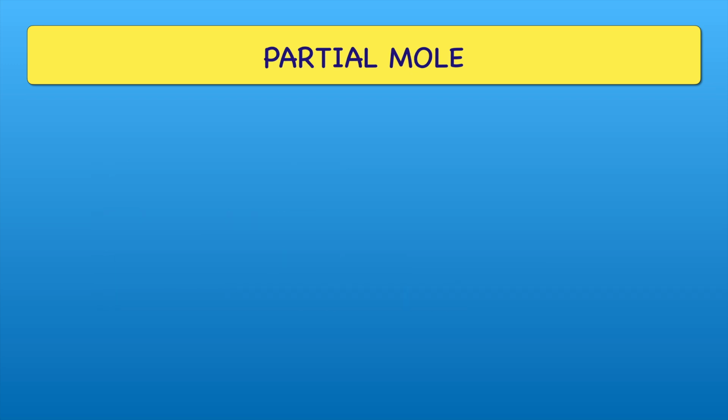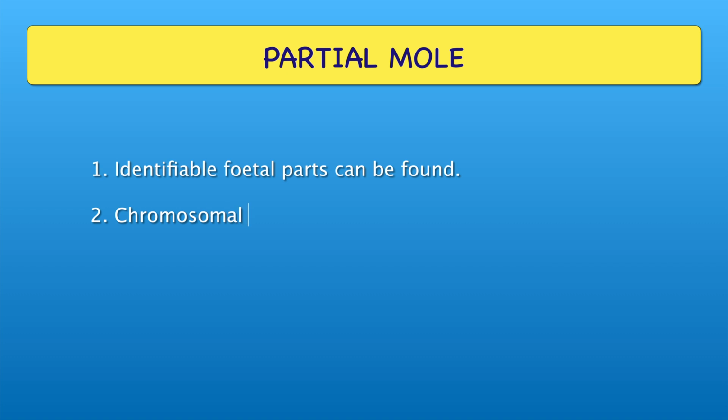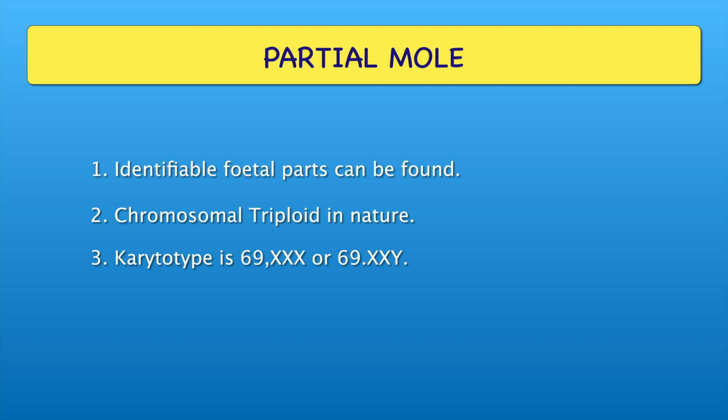Now let's discuss the partial mole. Identifiable fetal parts can be found: chromosomal triploid in nature. Karyotype is 69XXX or 69XXY.